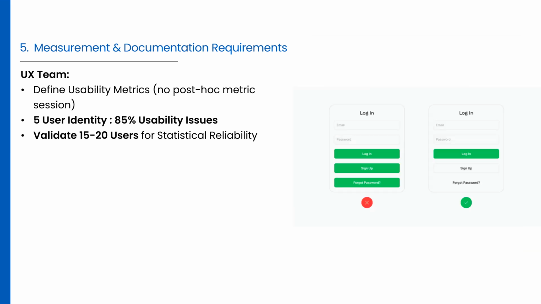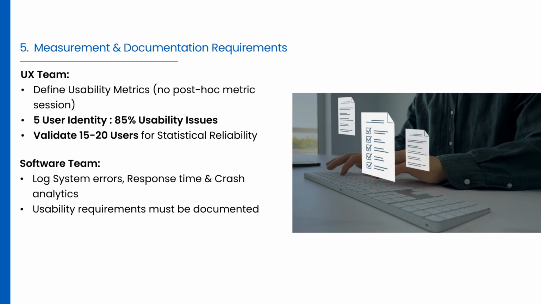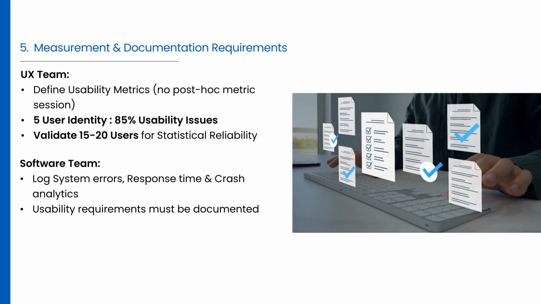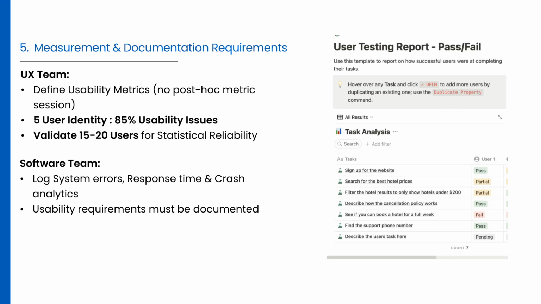A global usability issue is a problem in an app or website that affects many users across multiple tasks or screens, not just one specific feature. Validation studies must include 15 to 20 users to ensure statistical reliability. The software team must continuously log system errors, response times, and crash analytics. All usability results must be properly documented in a usability test report, and full traceability to defined requirements must be maintained.